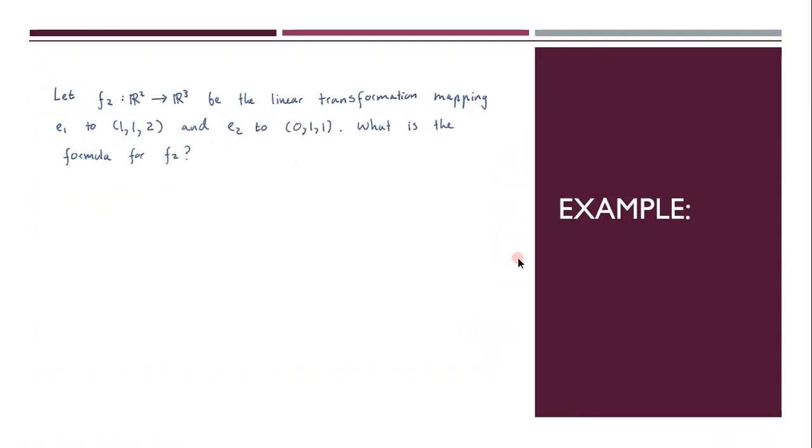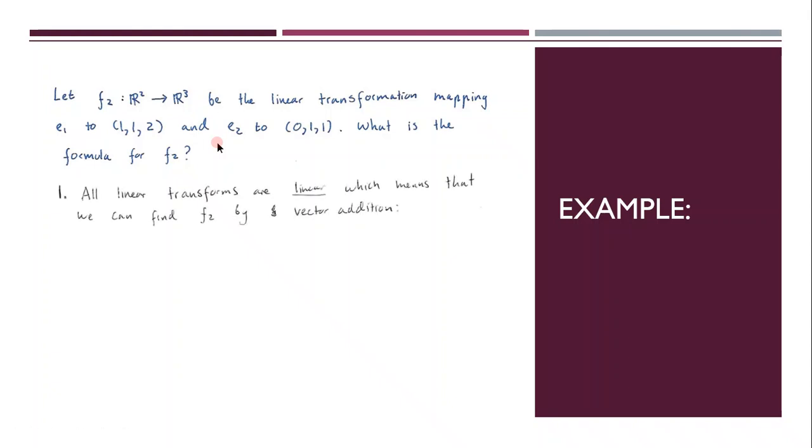So let our function f map something from the second dimension vector space R2 onto the third dimension vector space R3. And this is our linear transformation, which maps e1 to (1, 1, 2) and e2 to (0, 1, 1). So what is the formula of f(x, y)? Now remember that e1, e2 are just the standard basis. So in this case, because it is R2, e1 would be (1, 0), and e2 would be (0, 1). So let's find the formula.